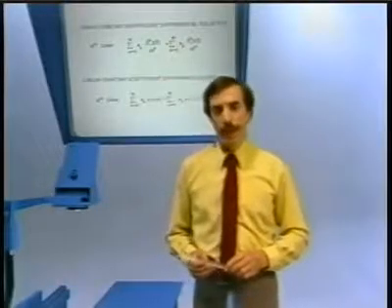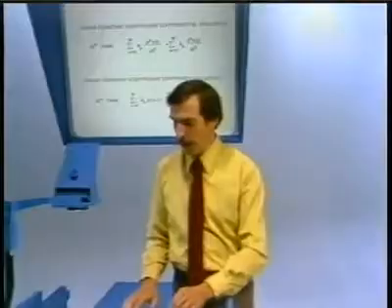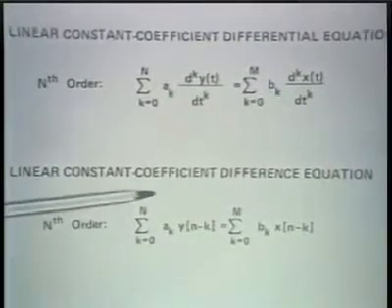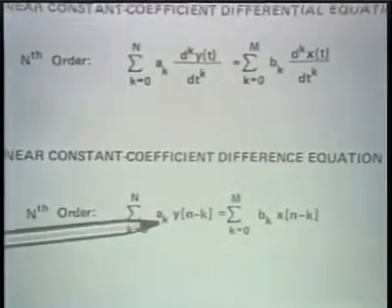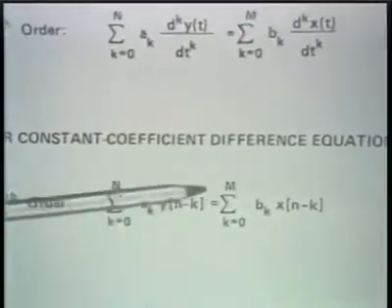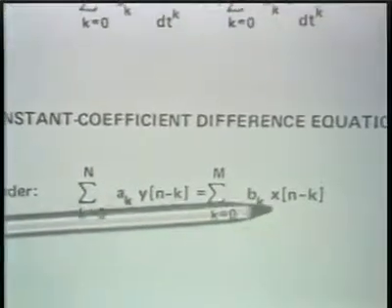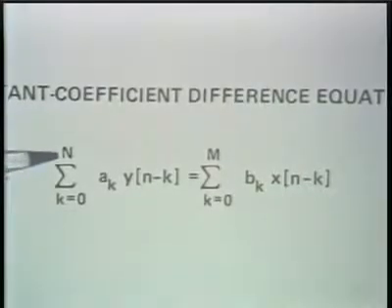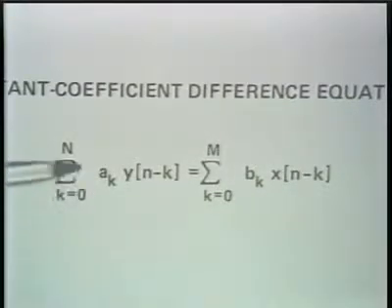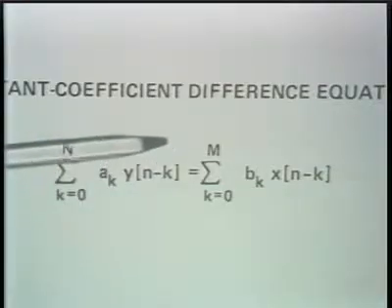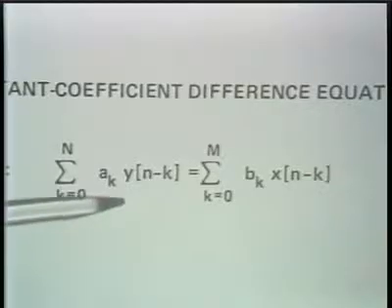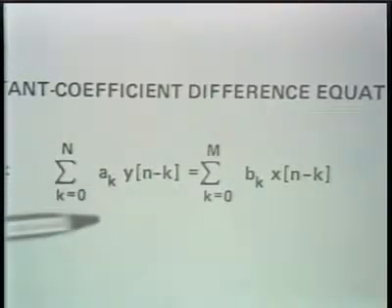In the discrete time case, the corresponding equation is a linear constant coefficient difference equation, and that corresponds to, again, a linear combination of delayed versions of the output equal to a linear combination of delayed versions of the input. This equation is referred to as an nth order difference equation, the n referring to the number of delays of the output involved, just as in an nth order differential equation, the n, or the order of the equation, refers to the number of derivatives of the output.